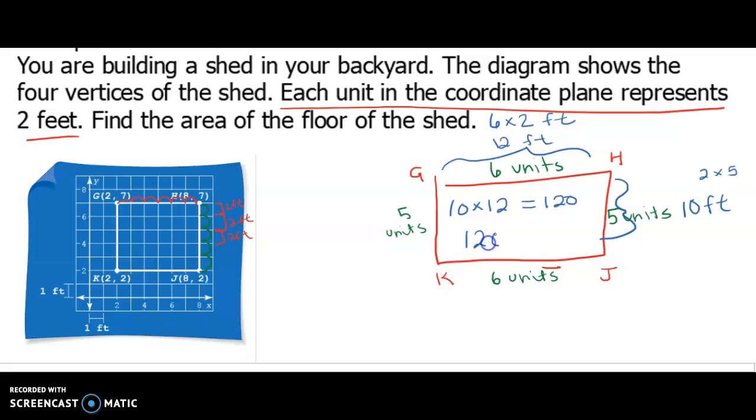So this is 120. Now, feet squared. Remember, area is squared, and we do know this is feet. So this is feet squared.